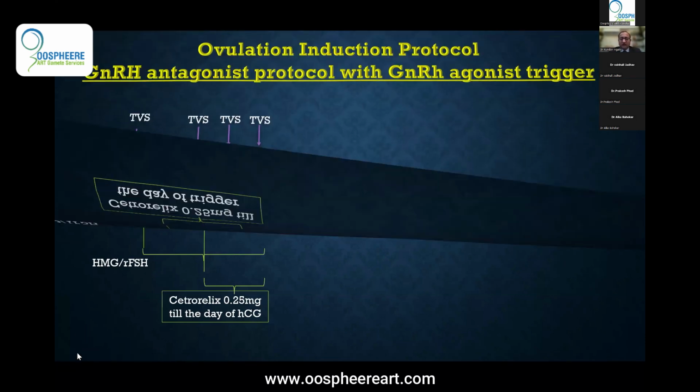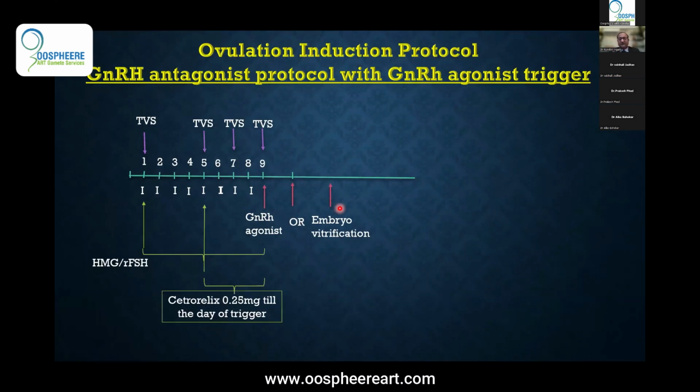Now the next protocol is again similar, but this time it is specifically for hyper responders where you want to freeze all the embryos. So all the protocols are the same till the day of trigger, but on the day of trigger you will only give a GnRH agonist, and the dose, please write it down, is the dose you will compulsorily use as a trigger in case of a freeze-all strategy. If you are using leuprolide, it is 2 milligram. If you are using Decapeptyl, then it is 2 prefilled syringes, that is 0.2 milligram. Okay, minimum you have to give this dose.